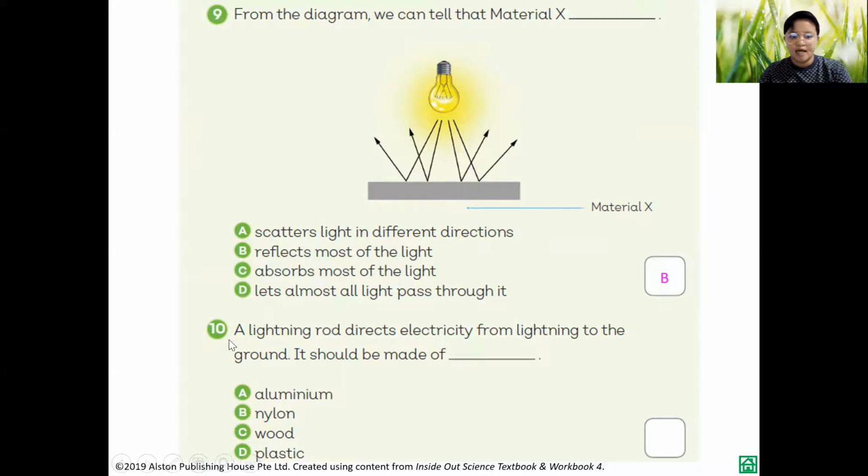Number 10. A lightning rod directs electricity from lightning to the ground. It should be made of, so we need here a good conducting material, a good conductor. So among these choices, the only good conductor here is aluminum. The rest are insulators. Nylon, wood, and plastic are insulators. So the correct and only answer is letter A, aluminum.